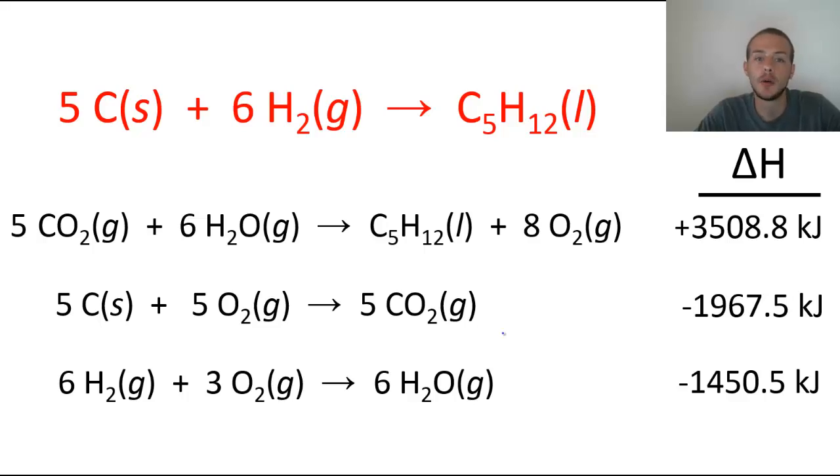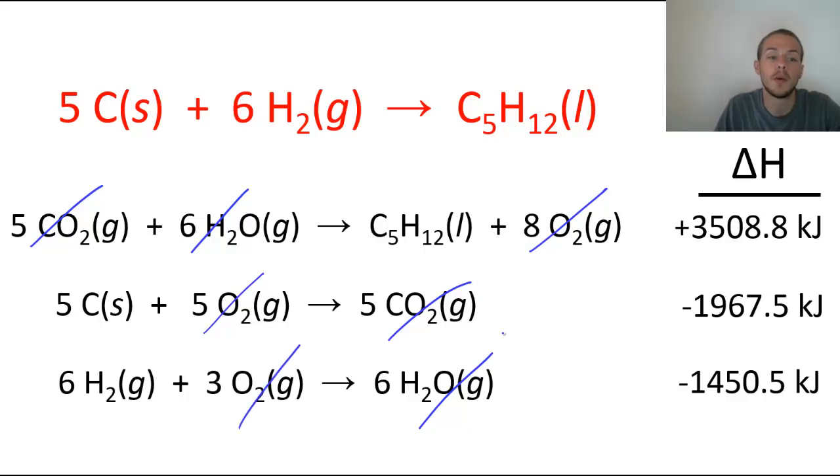So let's see. Can we add these 3 equations together to give us our target equation? Well, it looks like the CO2s are going to cancel. We have 5 on the left, we have 5 on the right. It looks like the waters are going to cancel. 6 on the left, 6 on the right. Looks like the oxygens are going to cancel because we have 8 on the right, and then collectively we have 8 on the left, 5 from this equation and 3 from this equation. And so it looks to me like on the left side we have 5 carbons and 6 diatomic hydrogen molecules, and on the right side we have 1 molecule of pentane.